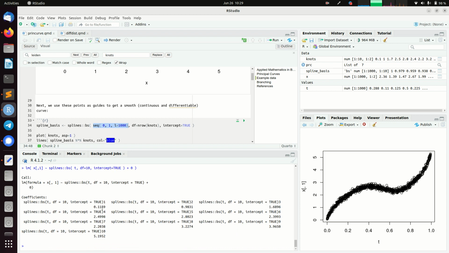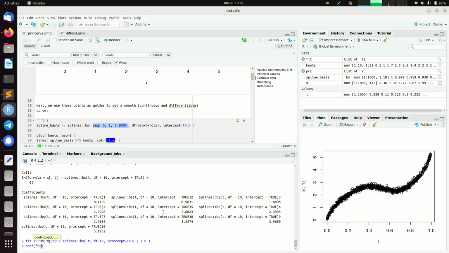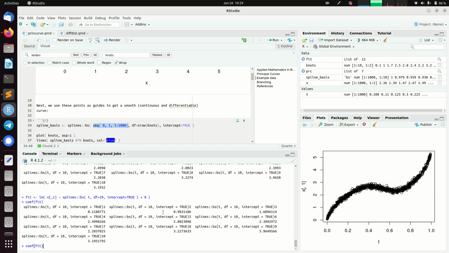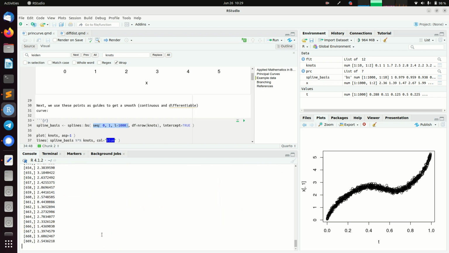And what it now gives me is here coefficients, and if I take these coefficients of the fit and multiply them again with my spline basis, this time with my random sequence 0 to 1, if I multiply this again with my splines here, then I get y values, and these y values, lines, t, comma, no, not lines because they are not in order, points, comma, col is red.